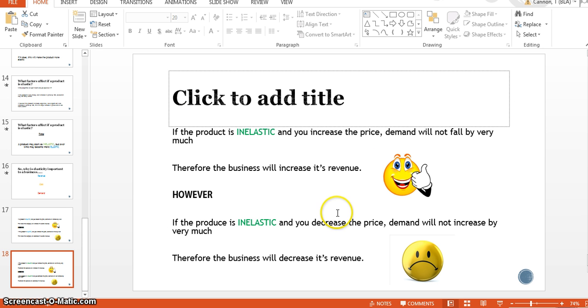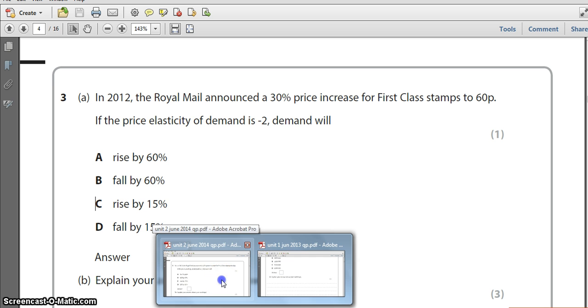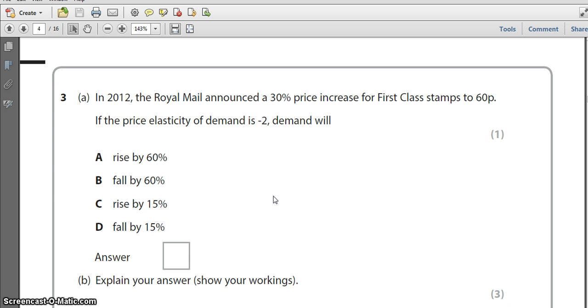Just quickly, the last thing I want to do is to illustrate this by going through a question. So here we have a question from one of the exam papers. It says here that the Royal Mail announced a 30% price increase. So price has gone up by 30%. If price elasticity of demand is -2, demand will be, well, think back to the equation. PED is quantity demanded over price. So it's telling me that the answer is -2.